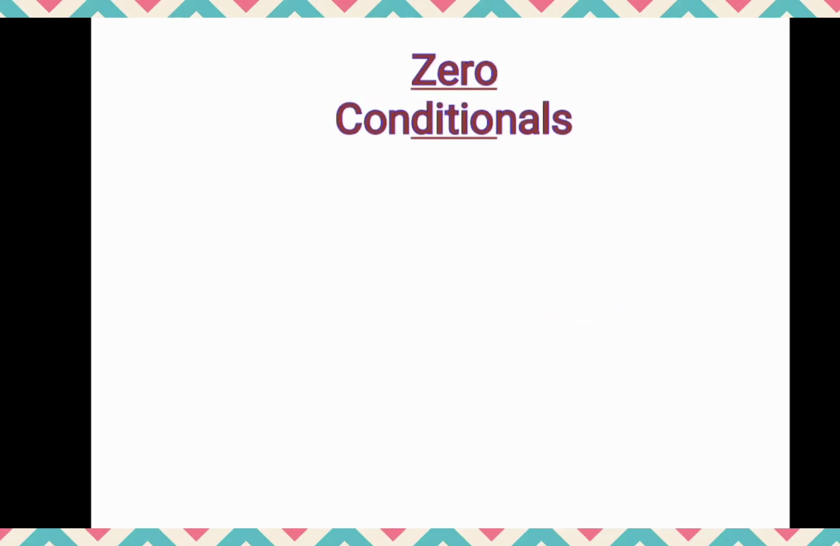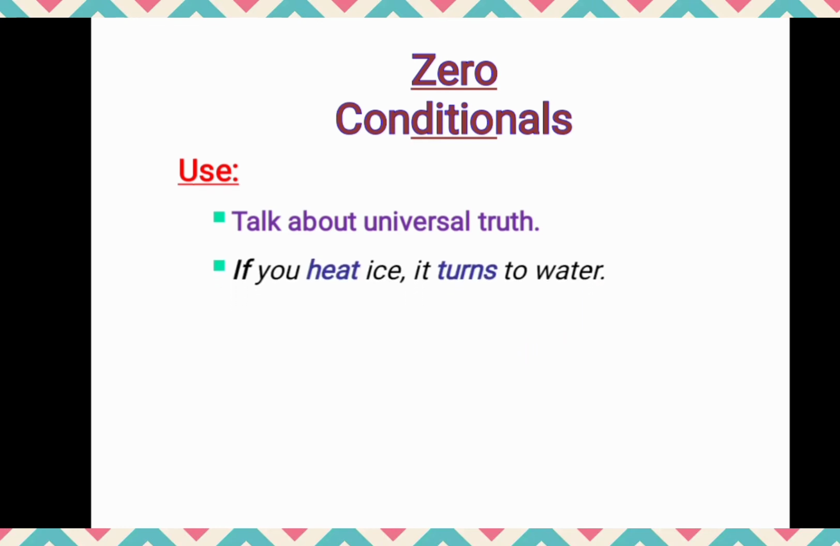Zero conditionals and their use. Okay. First of all, we use zero conditional sentences to talk about universal truth, as I discussed in my previous slide. Firstly, to talk about universal truth, for example: if you heat ice, it turns to water. That is a universal truth.